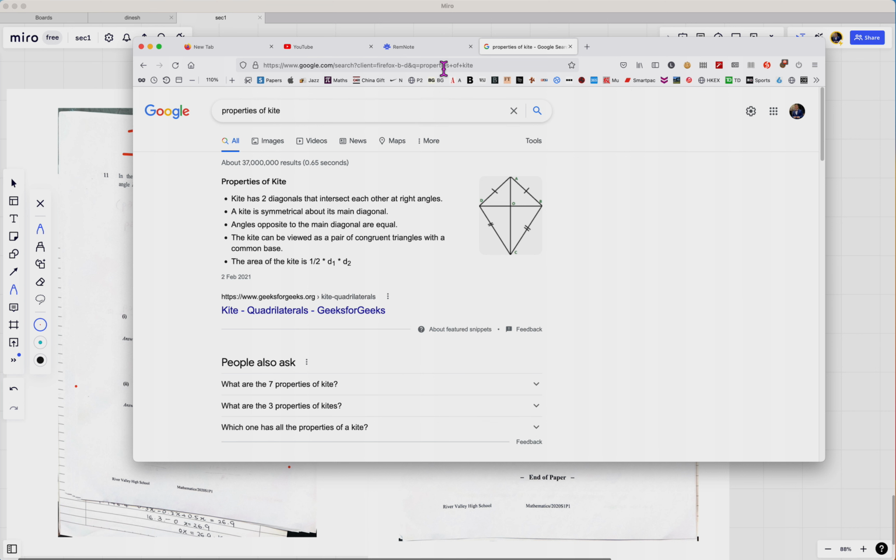And then it says what? Angle opposite to the main diagonal are equal. That means this one angle is equal to this one. This one is equal to this one. Okay. So, angle opposite to the main diagonal are equal. Doesn't help, eh? Maybe you should... Doesn't help.